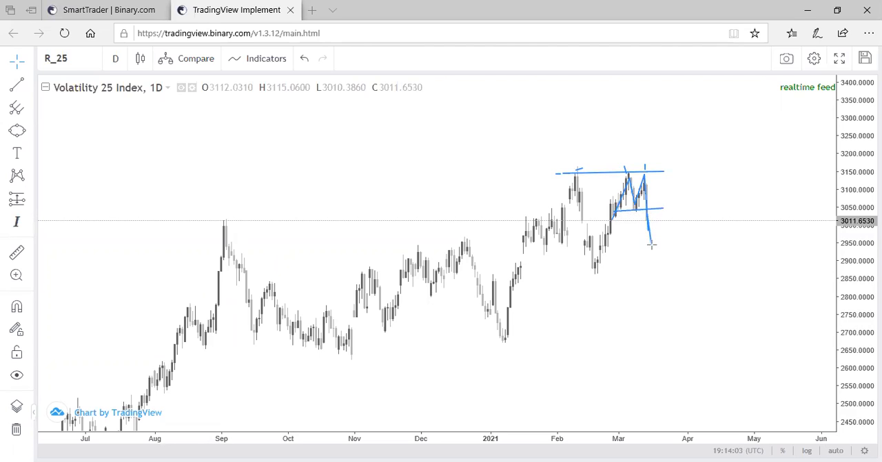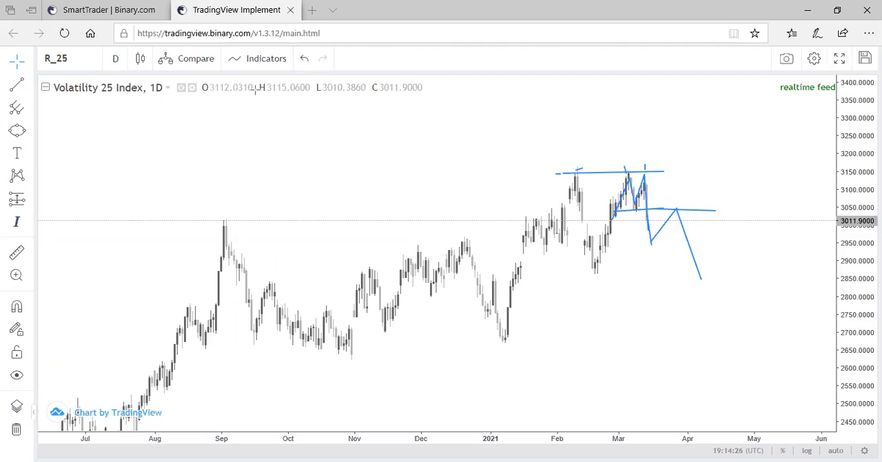Recently on the daily time frame, we have a breakout of the neckline. So on the daily time frame, we are expecting price to come back to this key level, then continue to the downside. So the down move is not going to be a small move on VIN 25. Recently, if you are looking for an opportunity to enter, you need to look for selling opportunities.